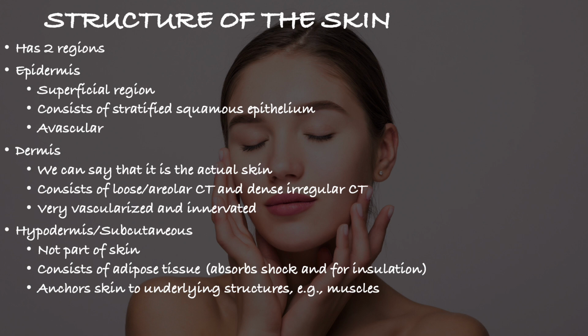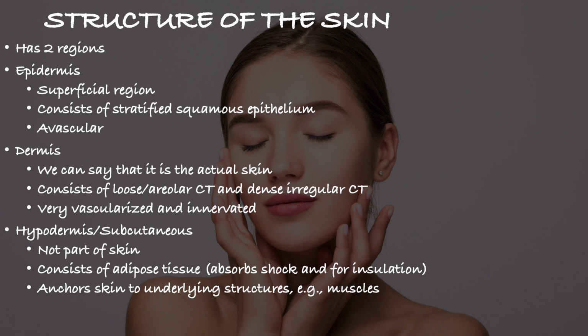Structure of the skin, just a quick summary. Two regions. The epidermis, I mentioned that it's a superficial region, consists of stratified squamous epithelium. It's avascular. What does that mean? It does not have blood vessels. All right, so that's a unique feature of the epidermis. And then the second layer is the dermis, which we can say is the actual skin. When you look at someone's actual skin, it consists of loose or areolar connective tissue.